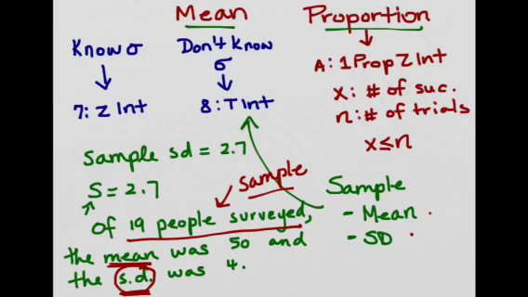So we know that since we have the sample standard deviation, they're not going to give me the population standard deviation, and so again I should use t-interval in that situation. So that's how we decide. Do we know sigma? Do we not know sigma? Or is the problem about a proportion? And that tells me what to use, if it's z-interval, t-interval, or one prop z-interval.